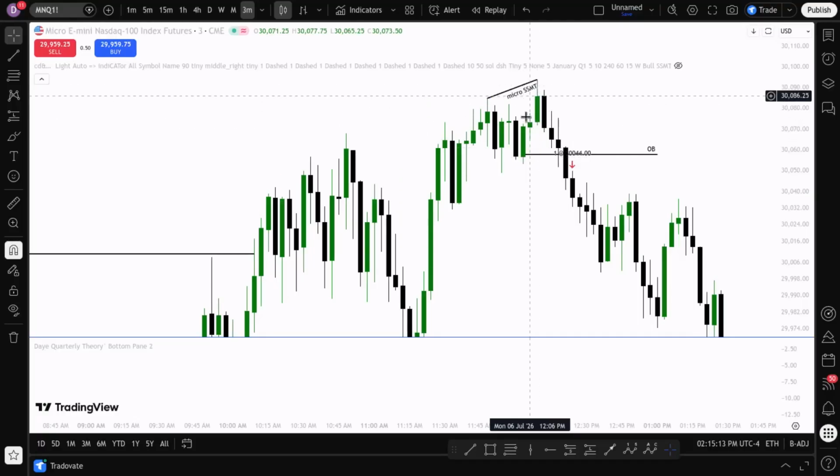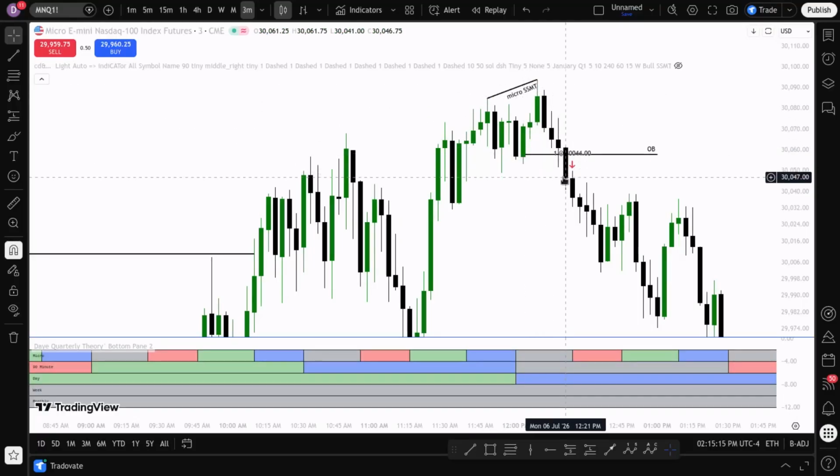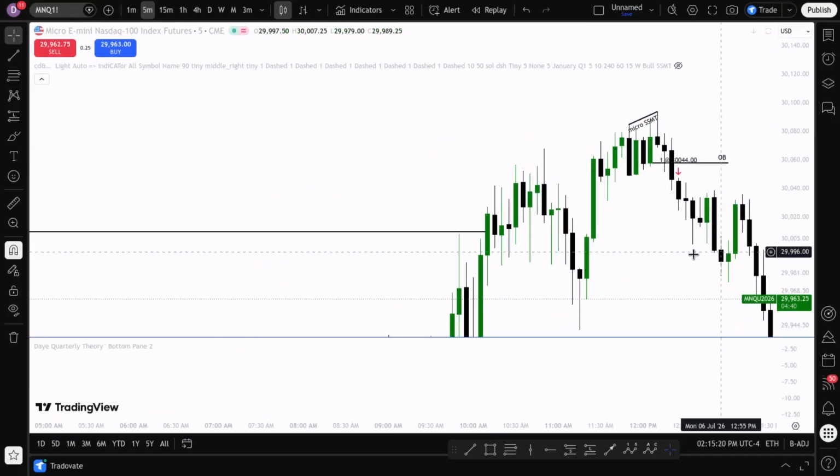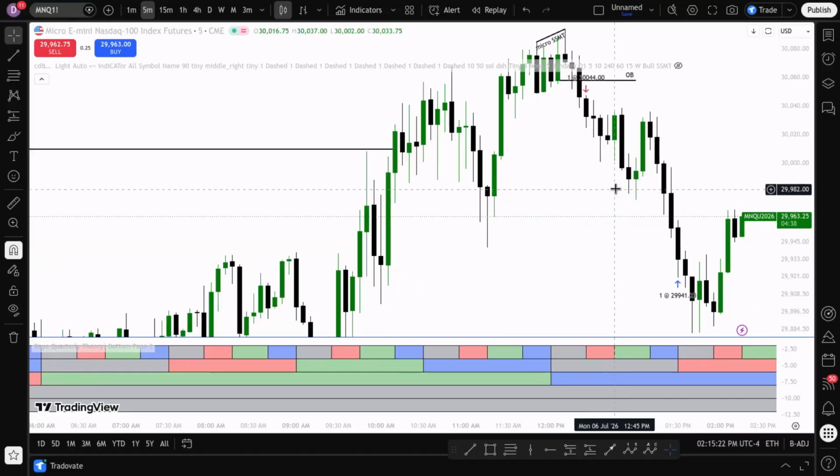So on the 3-minute, you could have also used this order block. It would have basically been the exact same entry. So whichever one that you'd want to use, you could have used there. So my normal entry would have still been correct for there.